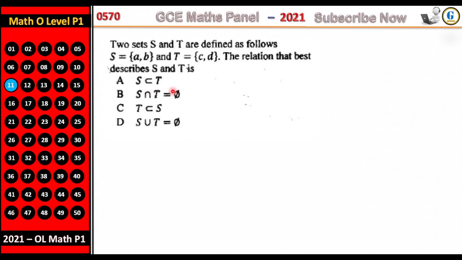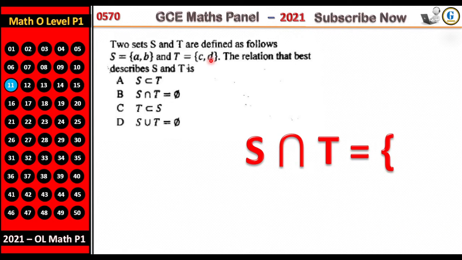This is how you write an empty set. We write the curly brackets without putting anything inside, or we write it like this without putting anything inside the brackets. So the two sets have nothing in common. So S intersection T is equal to an empty set like this, or you write the empty set like this: you write a 0 and cross it.